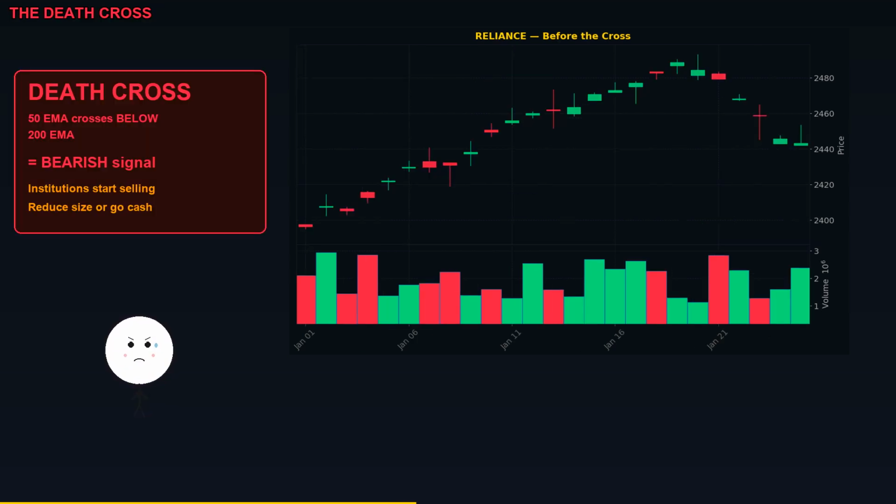The opposite is the death cross. The 50 EMA crosses below the 200 EMA. Short-term trend turning bearish, dragging down the long-term trend. This is when institutions start selling. When you see a death cross, it is time to protect your capital. Reduce position sizes or move to cash.